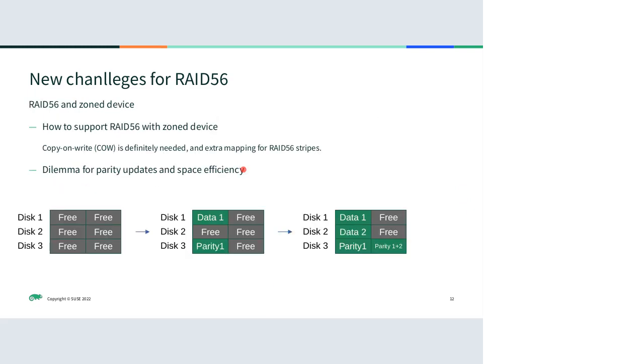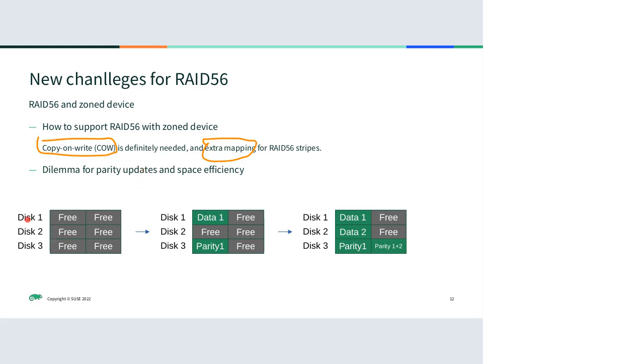With the new challenge, we have more problems for RAID56. The first thing is, if we want acceptable performance, we have to submit the writes in parallel, which means the queue depth is larger than one, which means we will no longer really know which physical location each write will reach. So at least we need some extra mapping to address the uncertainty of the write. Another thing is we need copy on write, because the parity can no longer be overwritten at all on a zoned device.